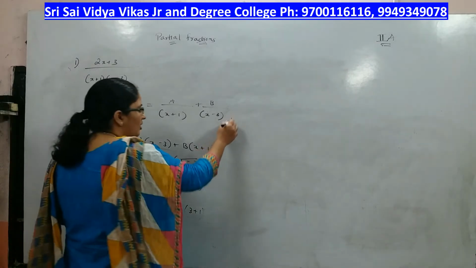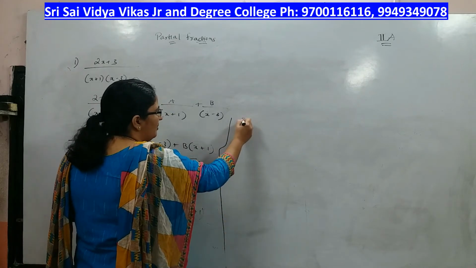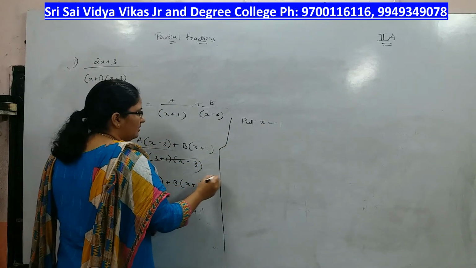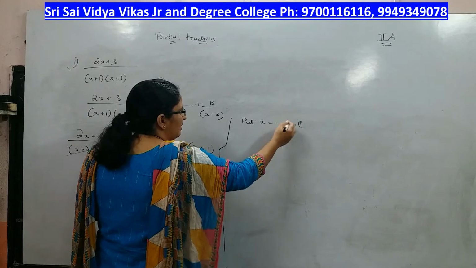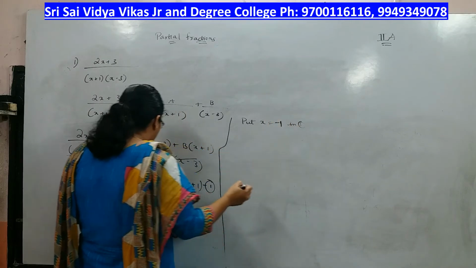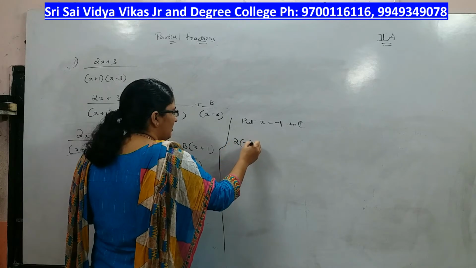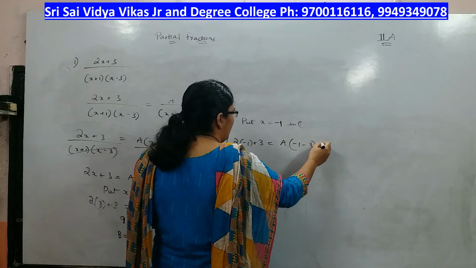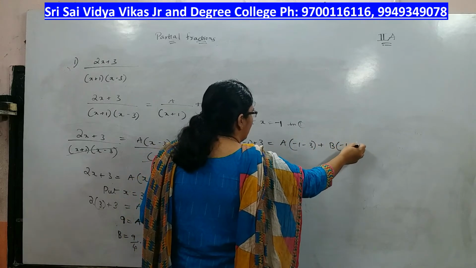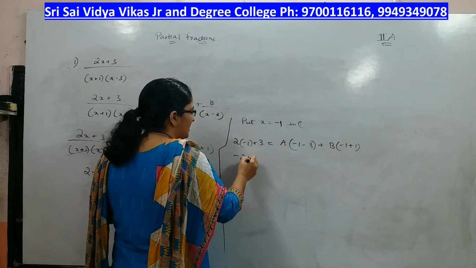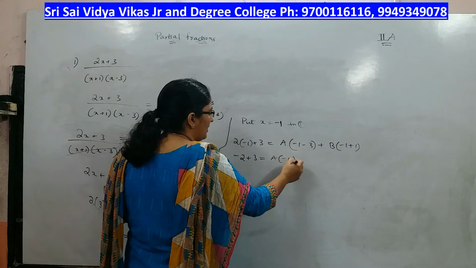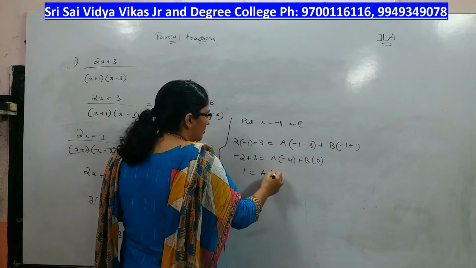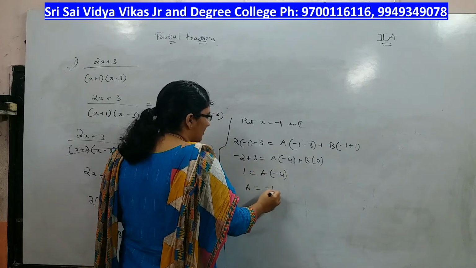Next, we have to find the value of A. In order to get the value of A, put x = -1. Let us call this equation 1. In 1, what do you get if you put -1? 2 into -1 plus 3 is equal to A into (-1 - 3) plus B into (-1 + 1). This is -2 plus 3 is equal to A into -4 plus B into 0. 3 minus 2 is 1. A into -4. A is equal to -1/4.